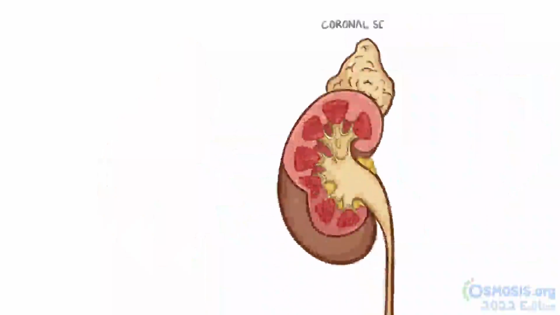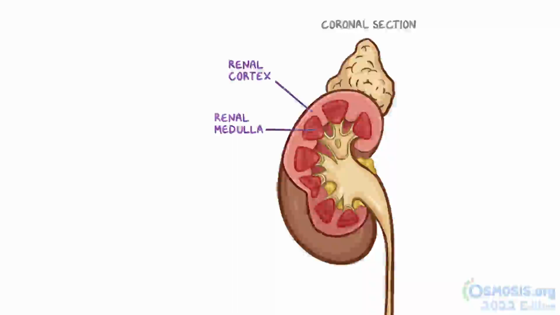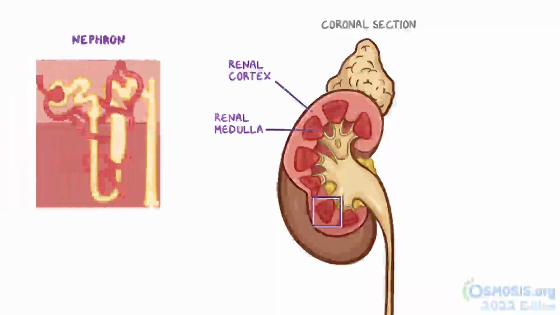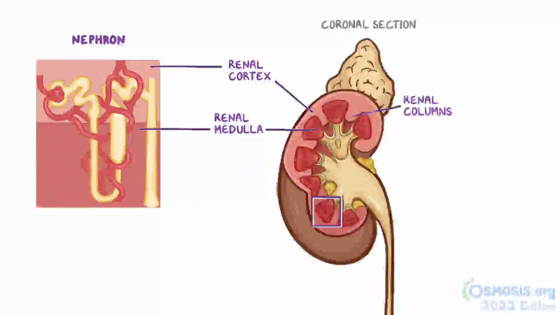Now, let's take a look at the internal structure of a kidney in a coronal section. On the inside, each kidney consists of an outer renal cortex and an inner renal medulla. The functional units of the kidney are called nephrons, and different portions of these microscopic nephrons are found in both the renal cortex and medulla. Now, the renal cortex has extensions that project into the renal medulla, creating segments known as renal columns. These columns divide the medulla into pyramidal-shaped sections known as renal pyramids.